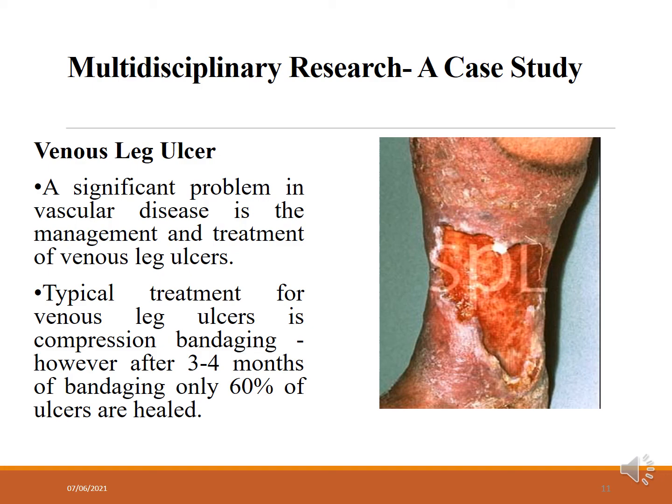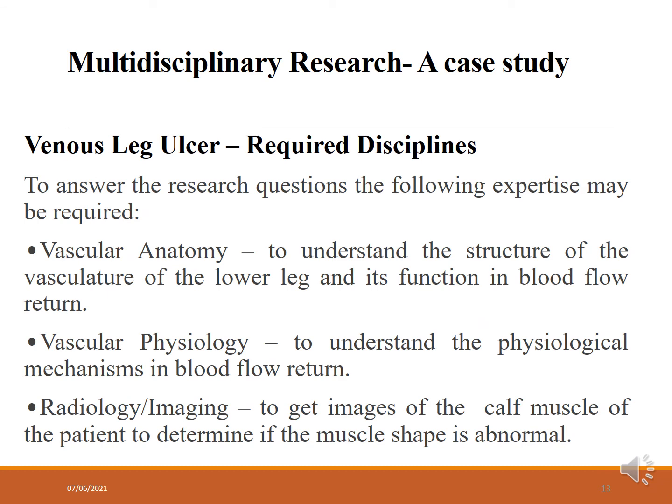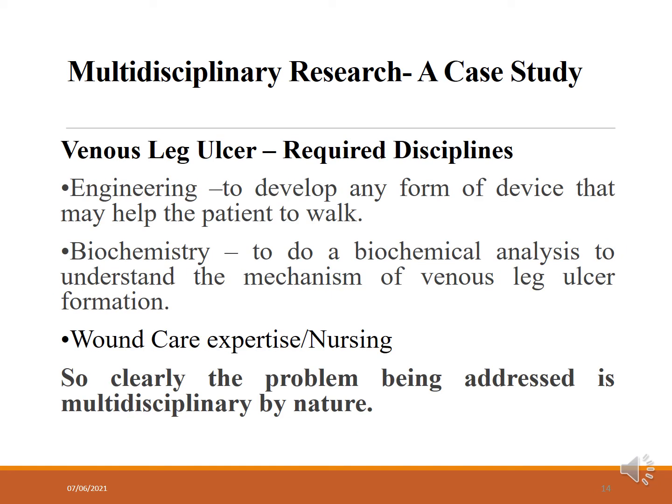And which type of expert do we need to help? We need somebody from vascular anatomy. We may need an expert from vascular physiology. We may need an expert from radiology. We may need an expert from engineering, and then an expert from biochemistry. And also we need wound care expertise or nursing. So clearly, the problem being addressed is multidisciplinary by nature.